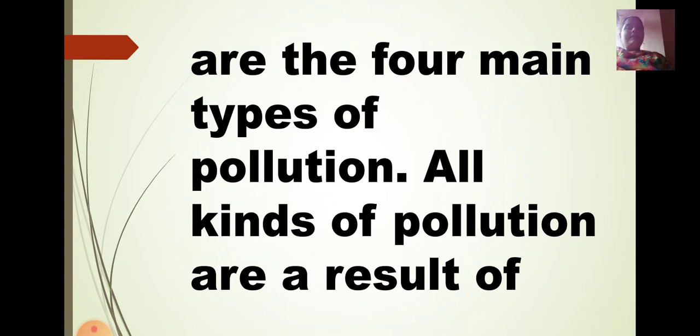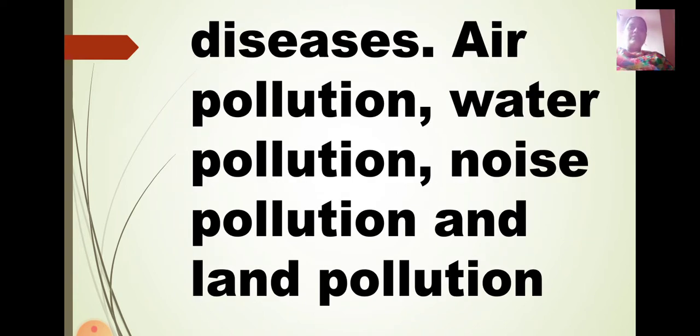Air pollution, water pollution, noise pollution and land pollution are the four main types of pollution. So what are the main types of pollution? There are how many types of pollution? Air pollution, water pollution, noise pollution and land pollution. How many types of pollution are there? There are four main types of pollution.